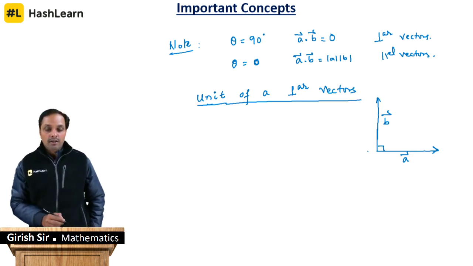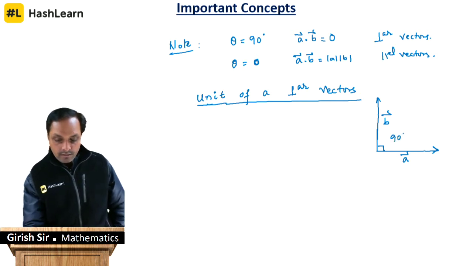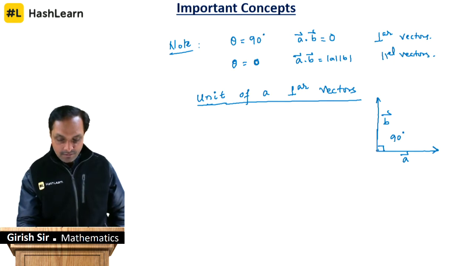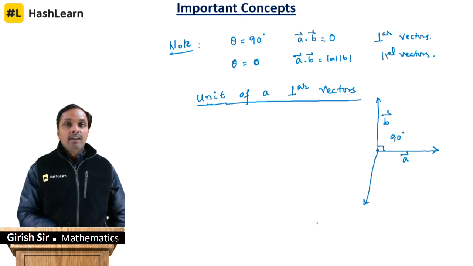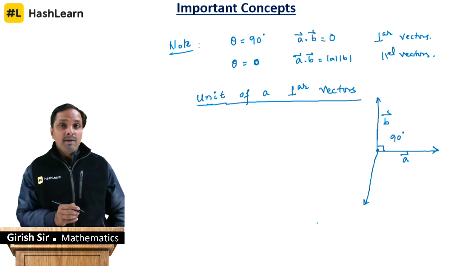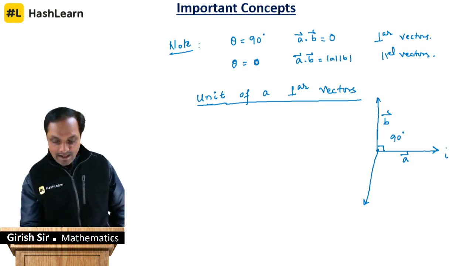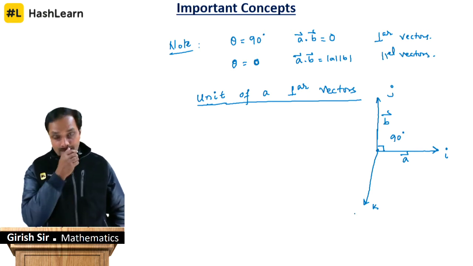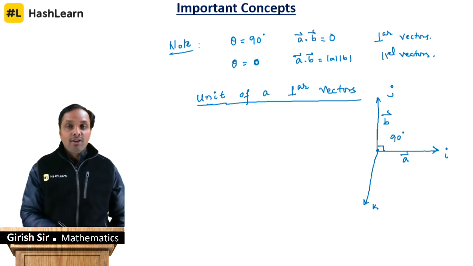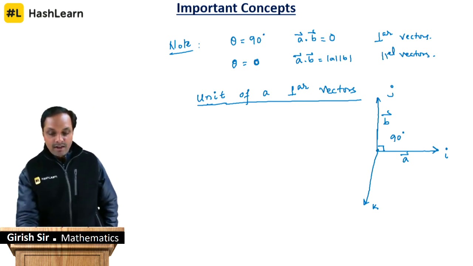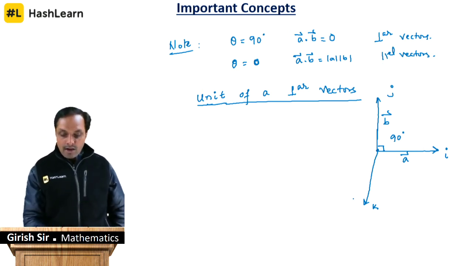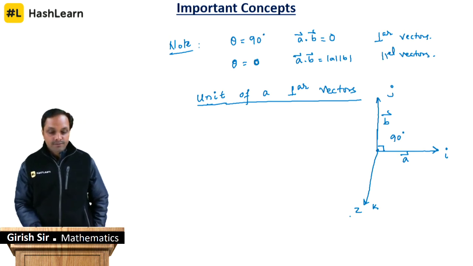If this is your 90 degree, and you need one more vector which is perpendicular to these two, then you need to remember one thing: these will act as I, J, K vectors. So you treat vector A as along the x-axis, that is I, vector B along the y-axis, J, and the vector along the z-axis as K.